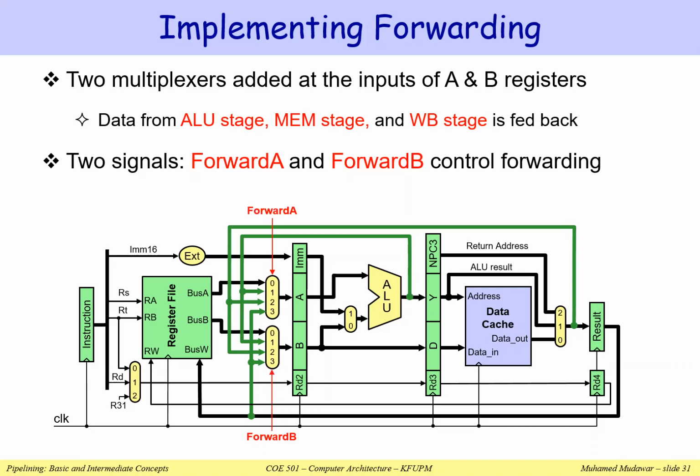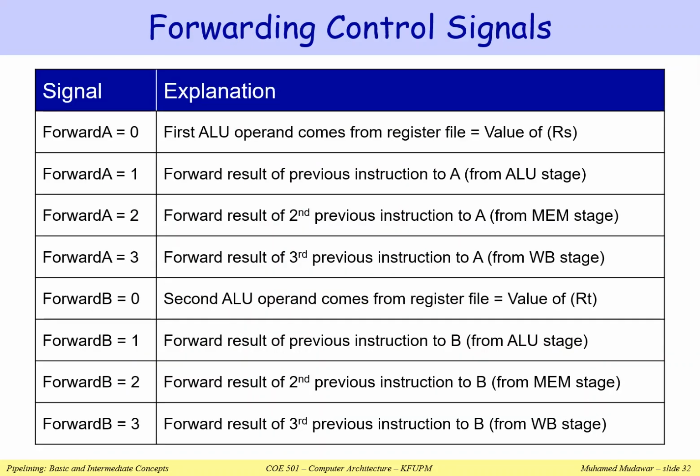Now, because we are introducing multiplexers, we need to control these multiplexers. For this reason, we need two control signals, which are called forward A and forward B. Let us take a look at the meaning of forward A and forward B in the next slide. Forward A and forward B can have four possible values. 0 means that there is no forwarding. We are reading the value directly from the register file. In the case of forward A, it will be the value of register RS. In the case of forward B, it will be the value of register RT.